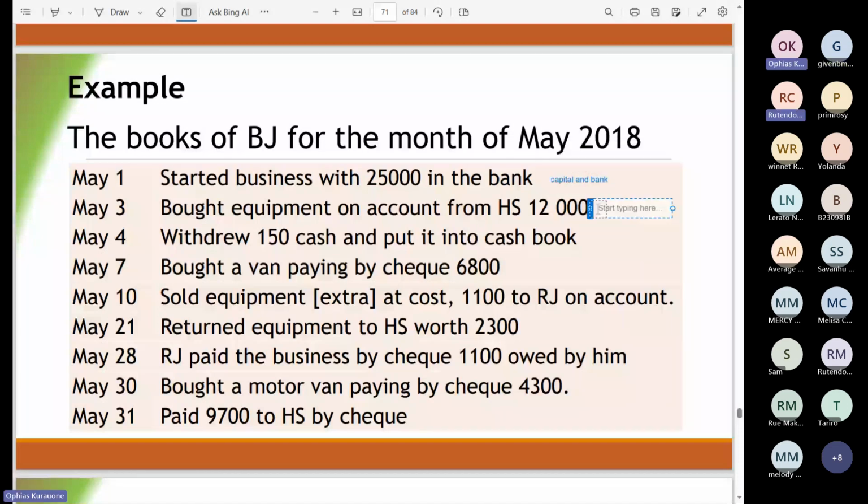Next, this one. Equipment on account. We debit the equipment and then we credit HS. HS is a creditor, a trade payable. So you've got an asset here and what? Liability. We also credited a liability, see.